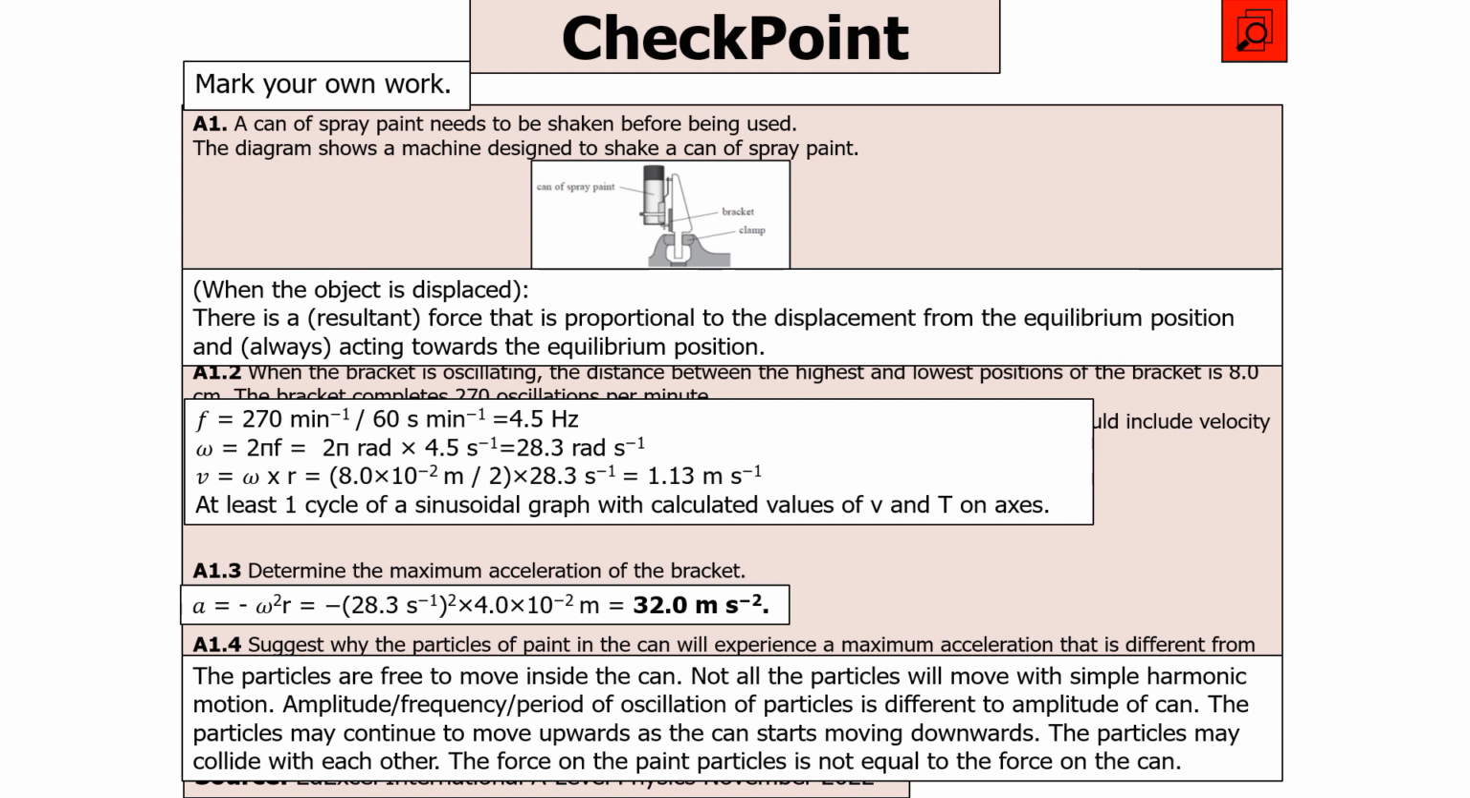Because the particles themselves are free to move inside the can. So not all the particles will actually move with simple harmonic motion, which means the amplitude of the oscillations of the particles will be different to the amplitude of the can. The particles might continue to move upwards as the can starts to move downwards, and then the particles collide with each other, and the force on the paint particles is not equal to the force on the can, so therefore you'll get all different values.